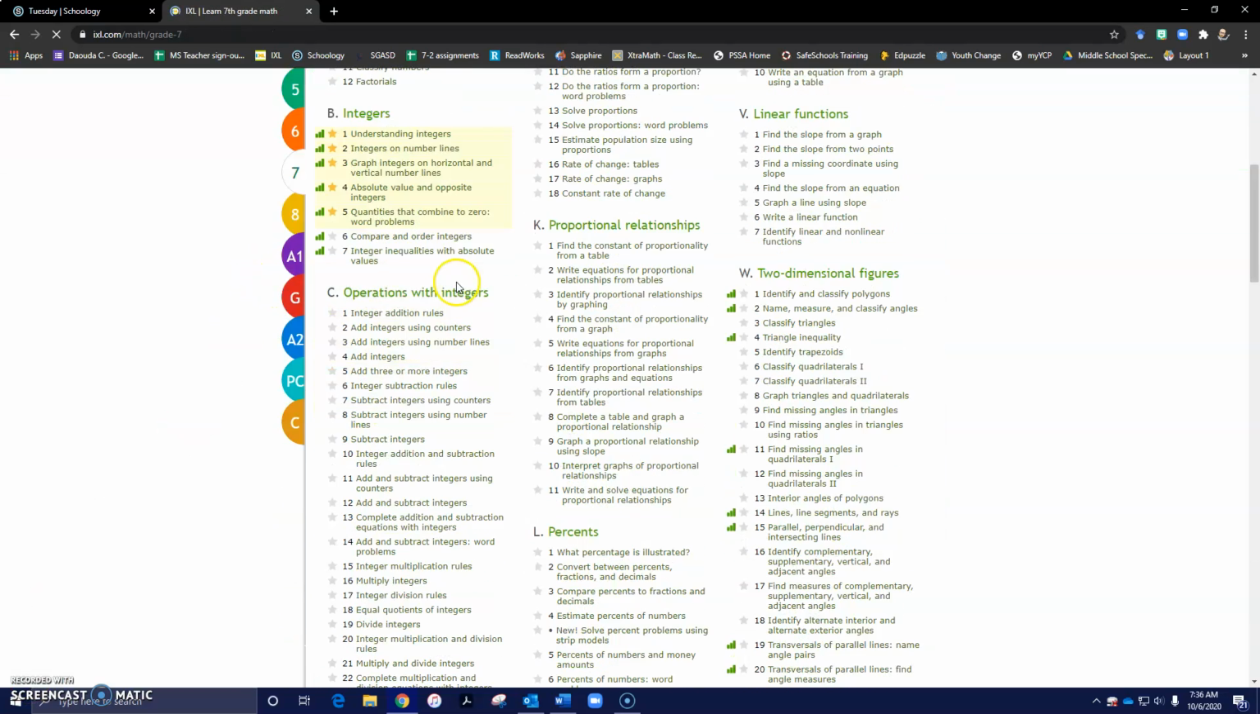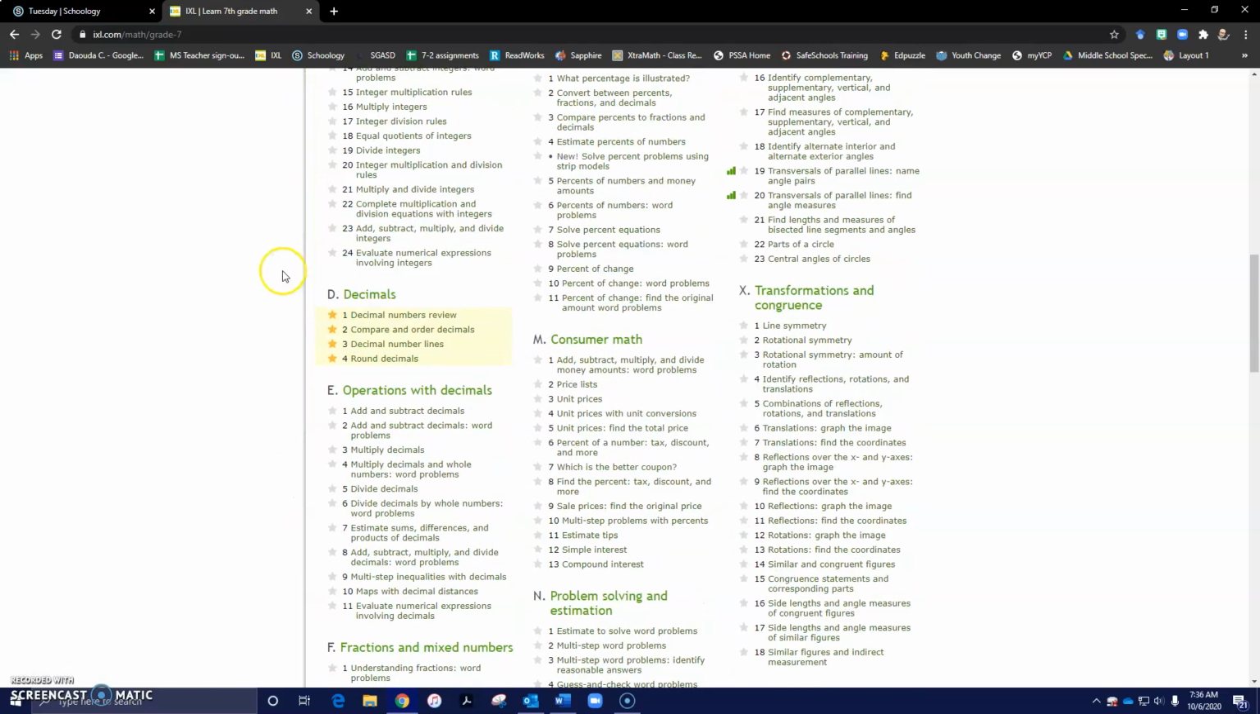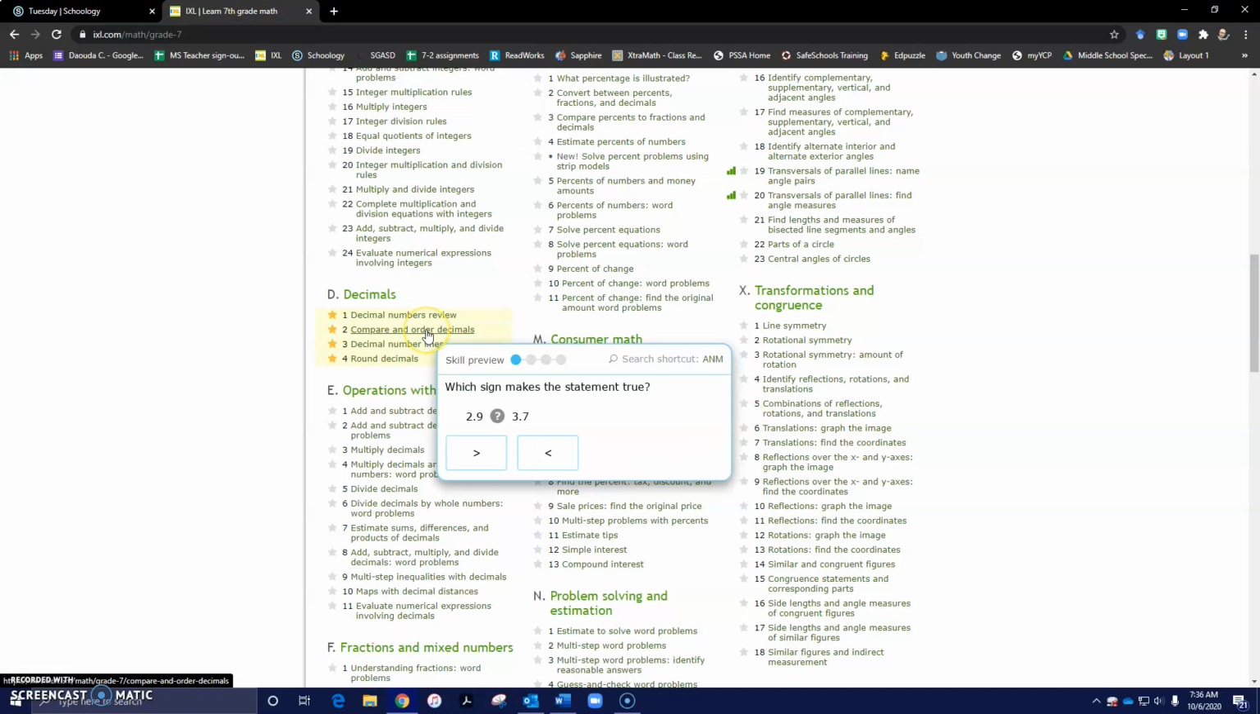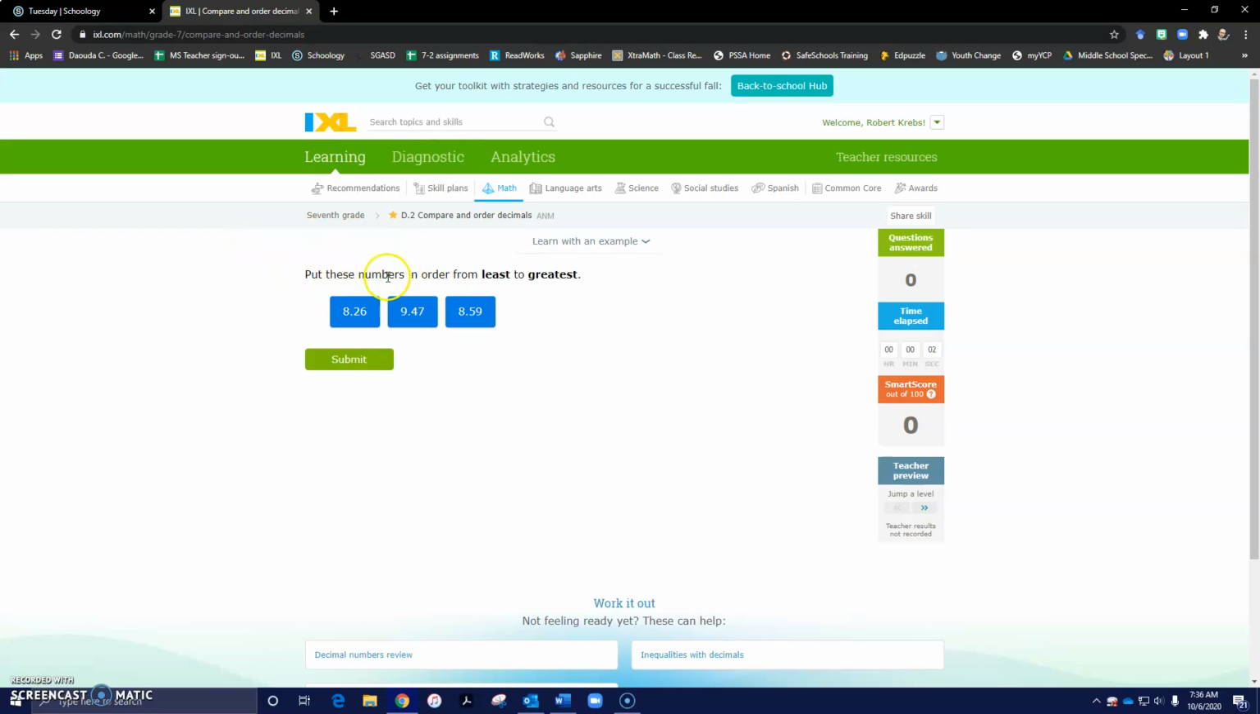If we go back into the D's, we can see here, the next one says to compare and order decimals. So in this one, we're just dragging and dropping. We're sorting from least to greatest. So we have to start with the smallest number. I have 8.26, 9.47, and 8.59.